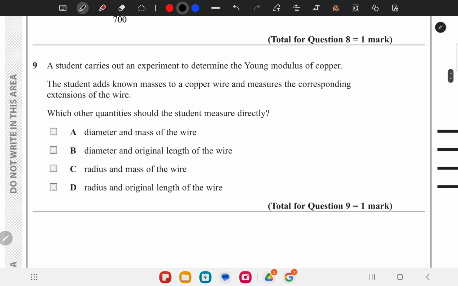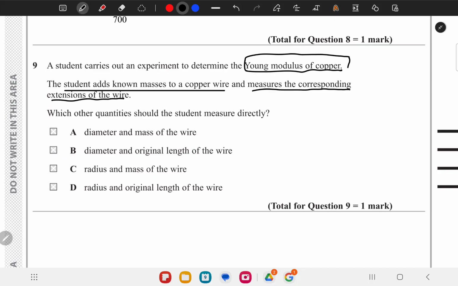Now in question 9, we have an experiment about the Young modulus of copper. We are told that the student adds known masses to a copper wire and measures the corresponding extensions. So the student wants to find the Young modulus of copper. From here he gets the value of the force, because he is adding known masses. The force will be mg, so he gets the force over here and he gets the extension over here as well. Now to find Young modulus, he needs to find the stress and the strain.